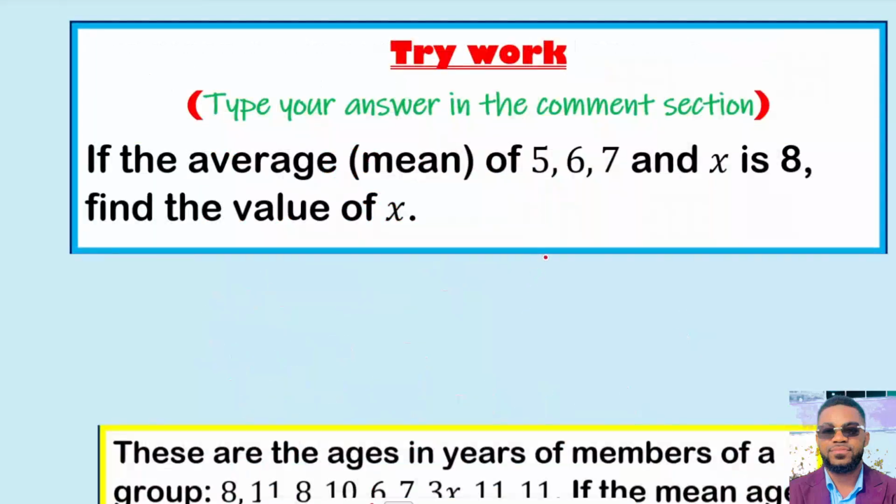So that will be all for today. But you have to try this question. That will let me know that you've really understood this topic. If the average or the mean of 5, 6, 7, and x is 8, find the value of x.